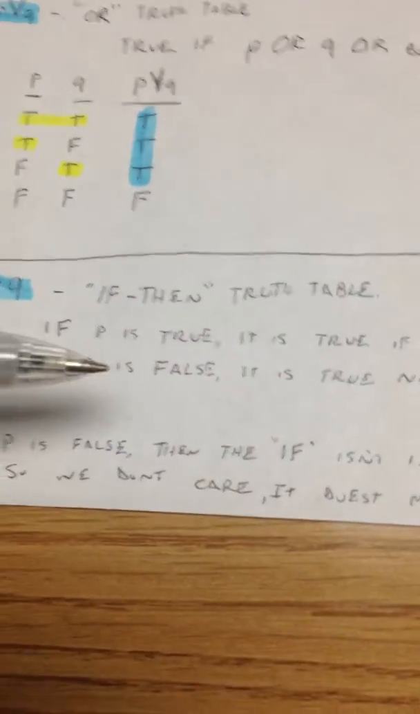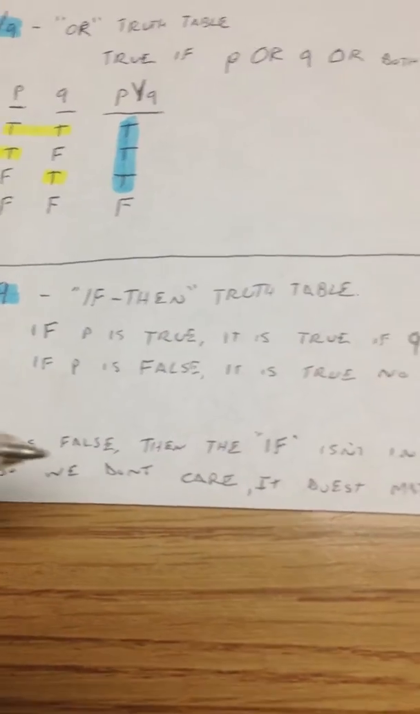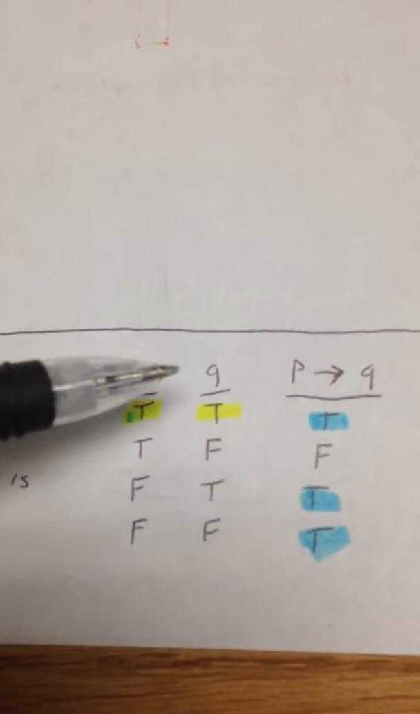If thens are kind of hard, but really when you think about it, it gets a little bit easier. If P is true, it's true if Q is also true. And if P is false, it's true no matter what Q is. Now, I'm not very great at explaining the reason for that, but if P is false, then the if isn't in place, so we don't care. It doesn't matter if it's true. So basically, if P then Q.